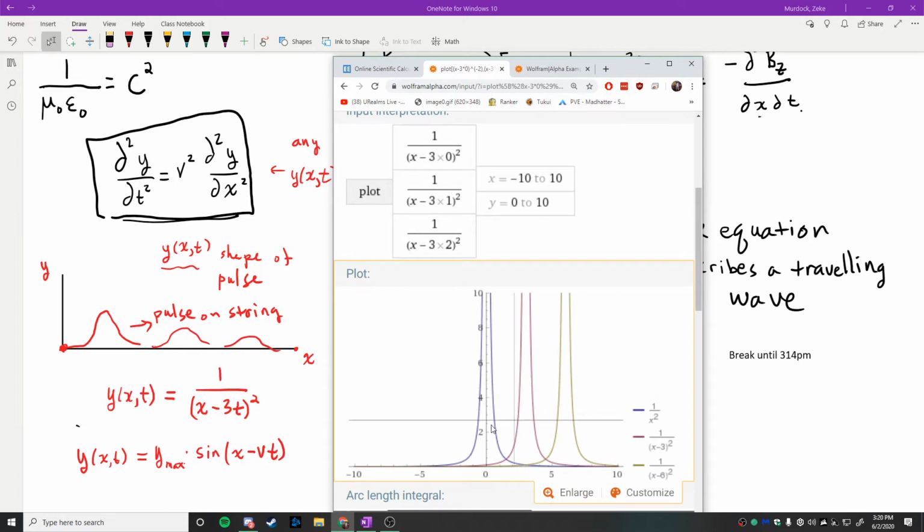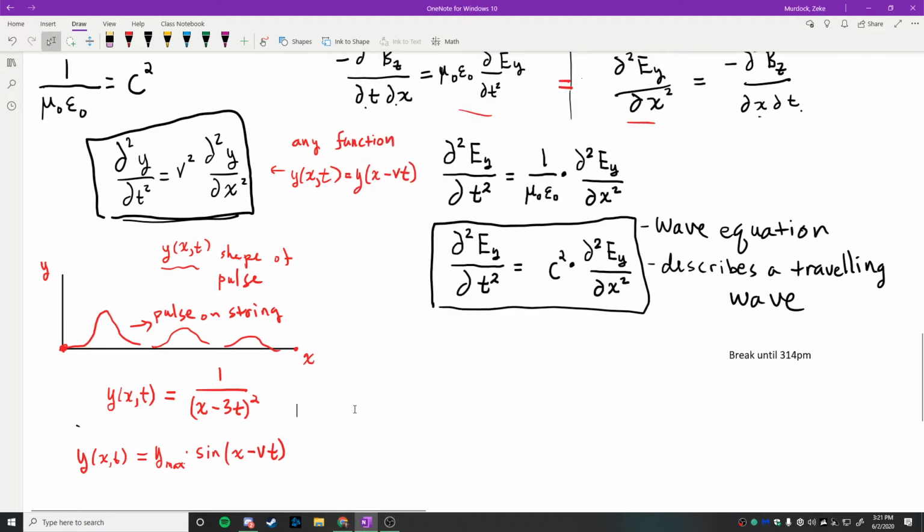But this is our pulse, basically. Our pulse at time equal to 0, our pulse at time equal to 1, and our pulse at time equal to 2. So 0, 1, and 2, right? It's moving to the right, right? Our pulse is literally moving to the right. That's how that equation works right there. Okay? Does that make sense? Traveling wave. Sliding along this, just like a pulse on a string, or a water wave. All right?